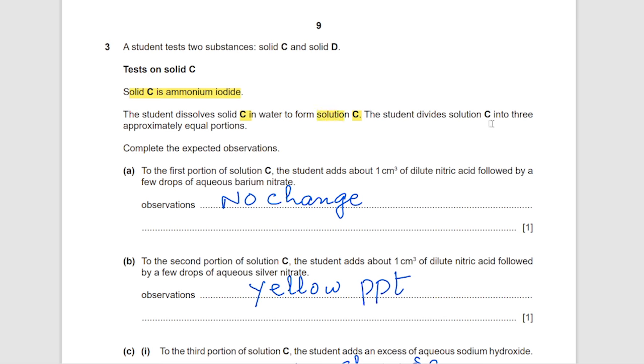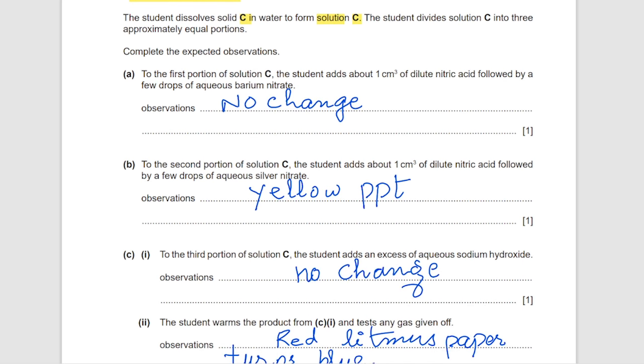It will become solution. The student divides solution C into 3 approximately equal portions. Complete the expected observations. So observations are those which you can see with your eyes. So that's why you have to be more precise about the observations. To the first portion of solution C, the student adds about 1 centimeter cube of dilute nitric acid followed by few drops of aqueous barium nitrate.